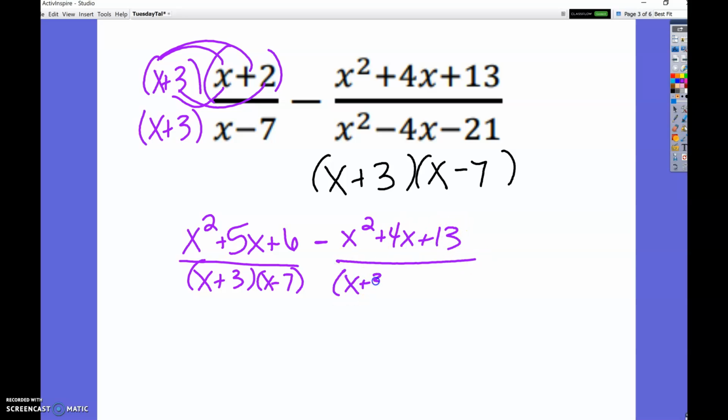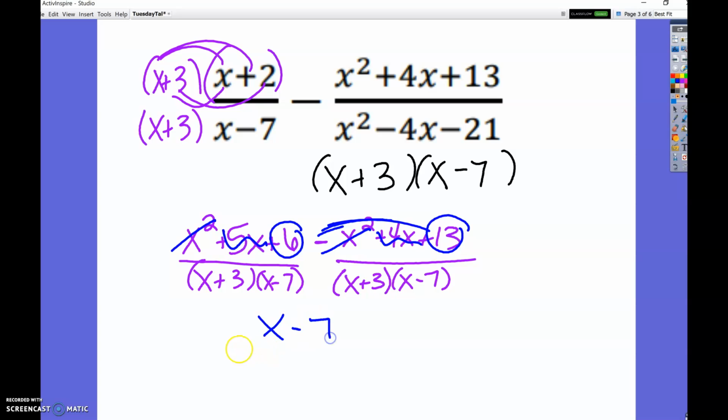And then x plus 3 and x minus 7 is still the common denominator. Now the only tricky part is being sure that you don't forget to use your subtraction sign all the way through. So x squared take away x squared is gone. 5x take away 4x is 1x. 6 take away 13 is negative 7, all over x plus 3 times x minus 7.